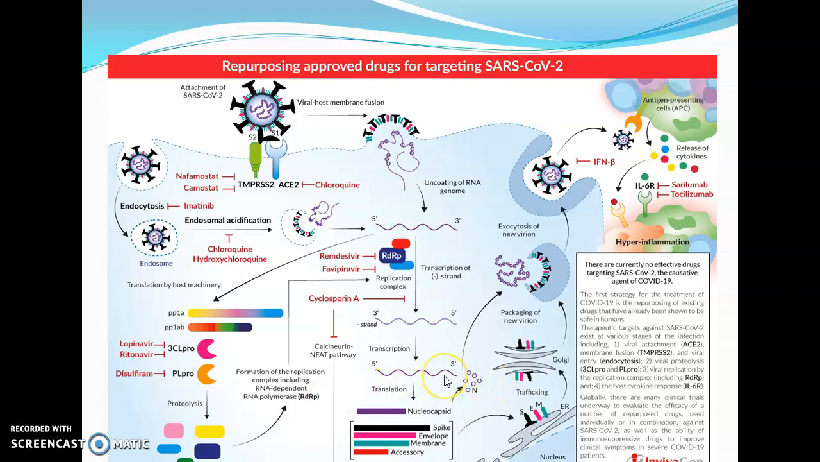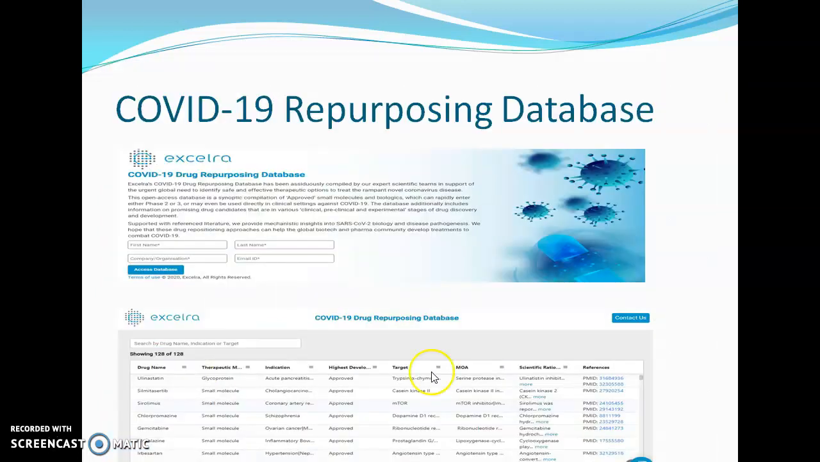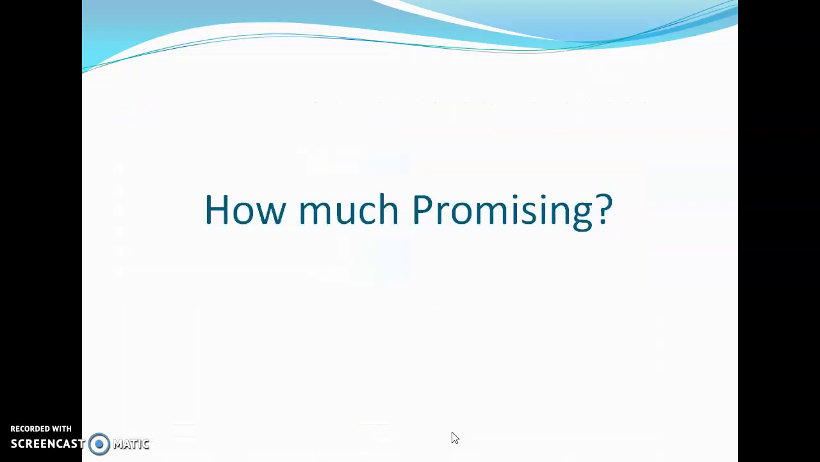There are a number of drugs under investigation for repurposing. There are various databases available online, so you can get the COVID-19 repurposing database. You just have to add your institutional or organizational ID, and you will get the information, and you will find that more than 100 molecules are under repurposing. Some molecules are under preclinical studies, some are in clinical trials.